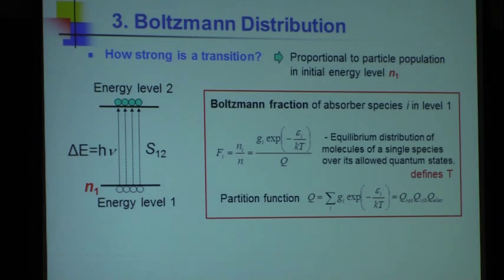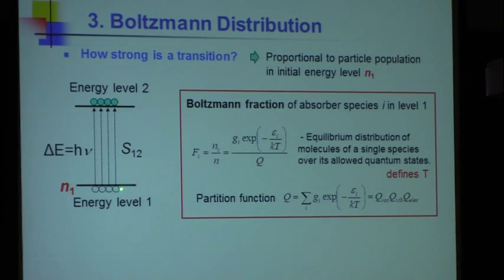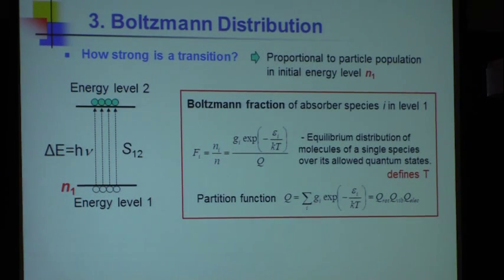The Boltzmann distribution says that the fractional population in level i, the ratio of number density in i over the total number density of that species, is given by this relationship. g is called the degeneracy, epsilon is the energy of that state relative to some reference, and Q is the so-called partition function, a sum over states. If you haven't seen that, you just have to accept that this is a really important thing.